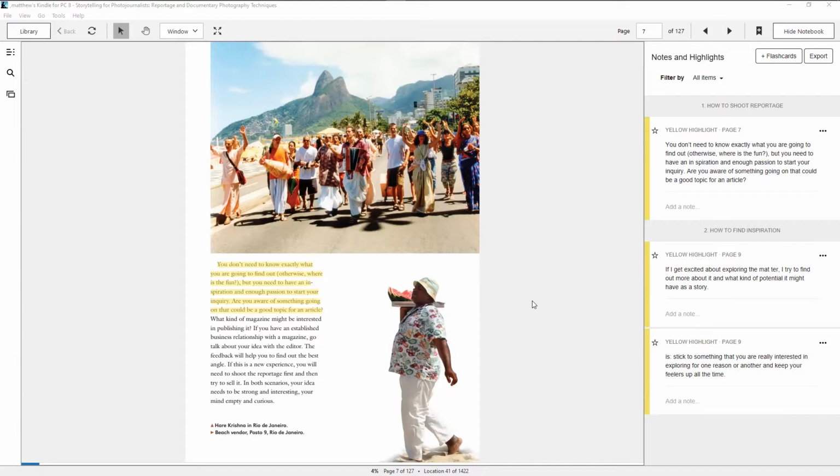It says here, you don't need to know exactly what you're going to find out, otherwise where's the fun? Which is what I just stated, but you would need to have an inspiration and enough passion to start your inquiry. Are you aware of something going on that could be a good topic for an article? And here at the bottom it says, what kind of magazine might be interested in publishing it? If you have an established business relationship with the magazine, go ahead and talk about your idea with the editor. The feedback will help you find out the best angle.